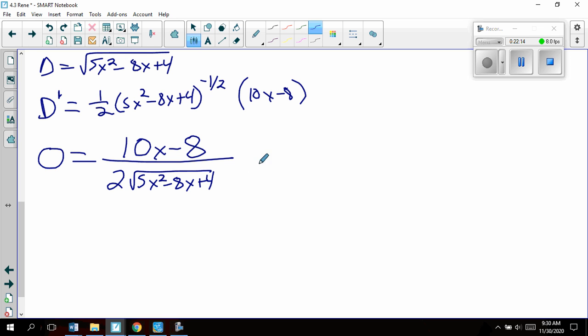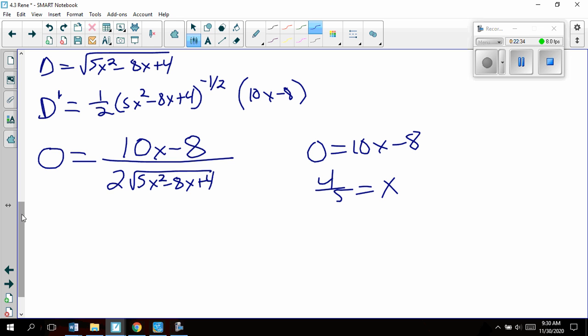And then if I'm equaling it to 0, okay, well I multiply the denominator over, so really I'm just saying 0 equals 10x minus 8. So add 8, divide by 10, so 4/5 is the x value that will minimize, in this case, that distance.